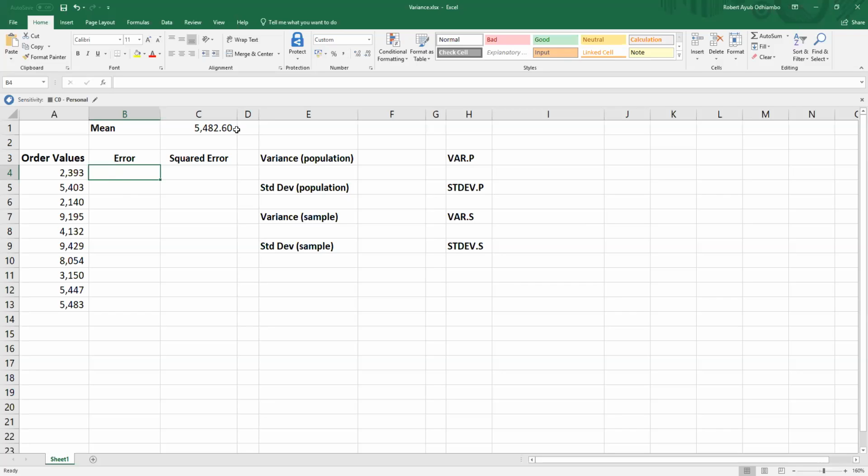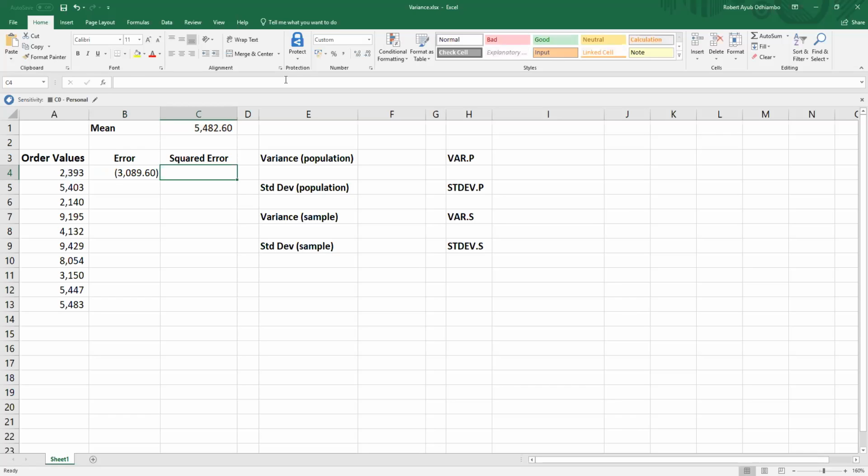So the mean we have is 5,482.60, and the actual value we're talking about is 2,393. So here we'll just do equals this minus this value. However, since this value is going to be constant all through as we loop from one order value to another, we need to make this an absolute reference by either pressing F4 or manually changing that cell to indicate that it's an absolute reference.